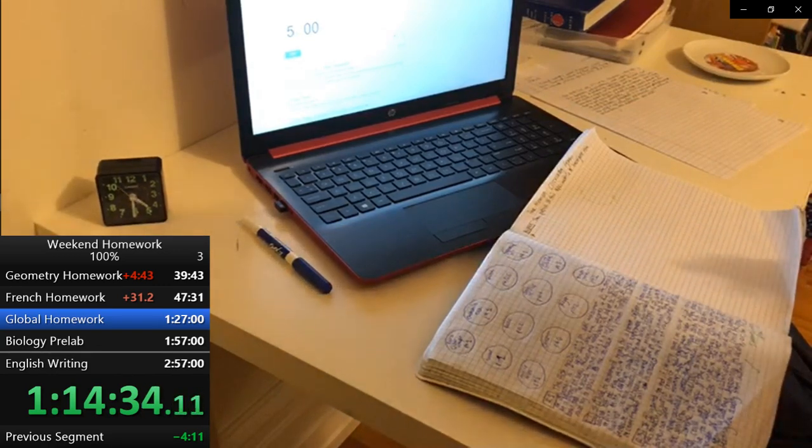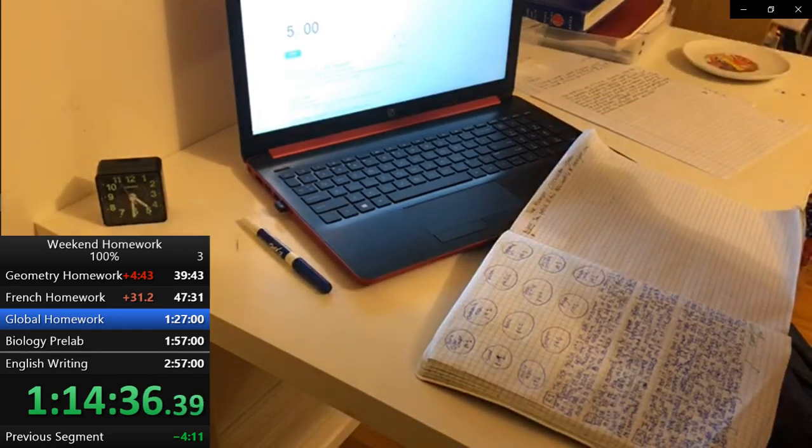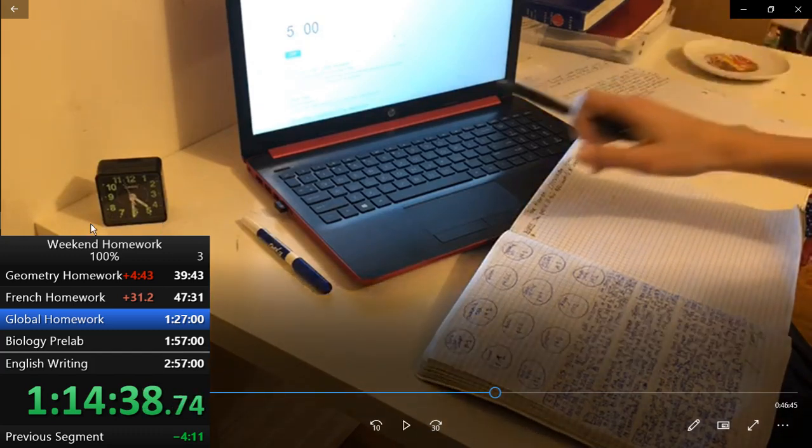So right now I'm working on the very next thing, which is the science heart dissection pre-lab.